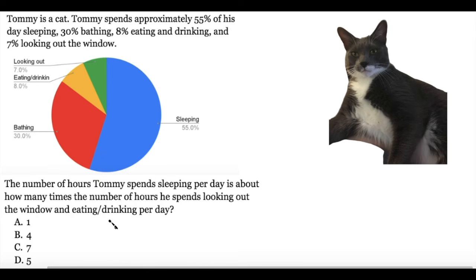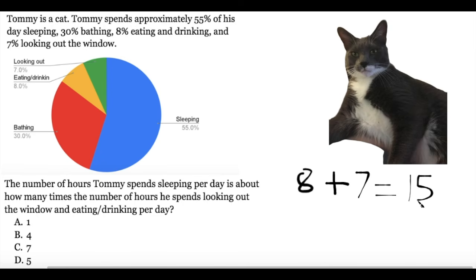Okay, so basically what you want to do here is start by adding up 8 and 7, right? Because we want to add up the percent that he spends eating and drinking and also the percent that he spends looking out the window. So 8 plus 7 is 15.